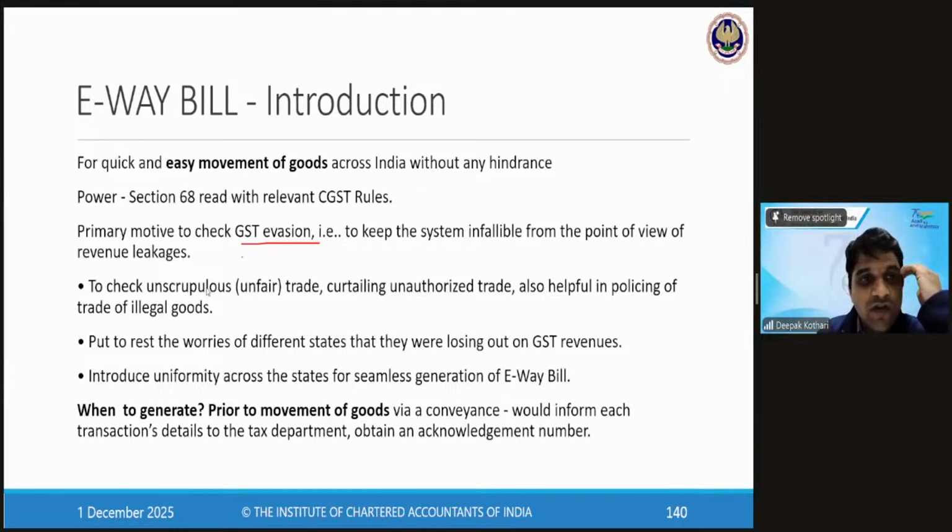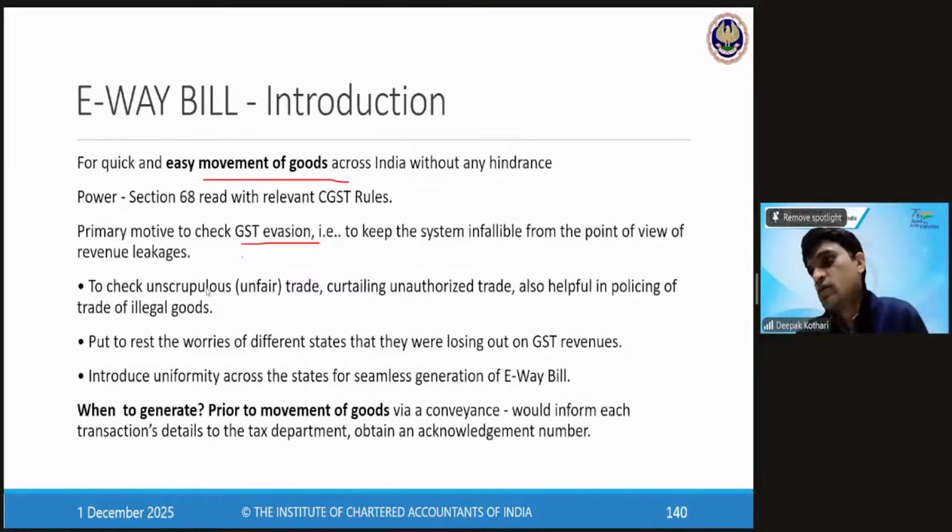So e-way bill is for quick and easy movement of goods, not for collecting tax. To have control on the goods, I will raise the e-way bill, not for the purpose of calculating GST. When I transport goods from my head office to my godown, then I will have to raise an e-way bill. Okay. And movement from one registered person to another registered person, from one registration to another registration, any movement I'm doing, I have to raise an e-way bill.